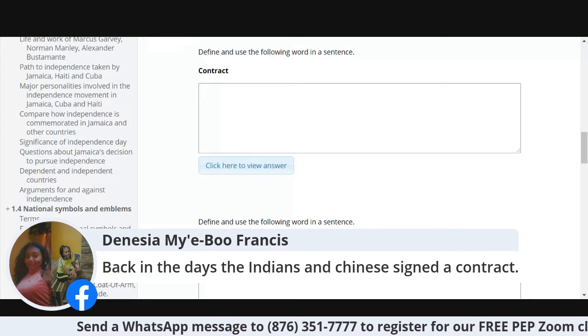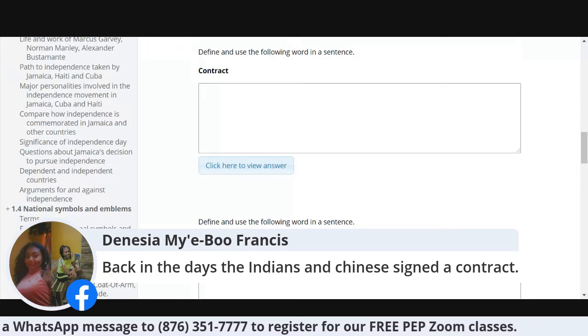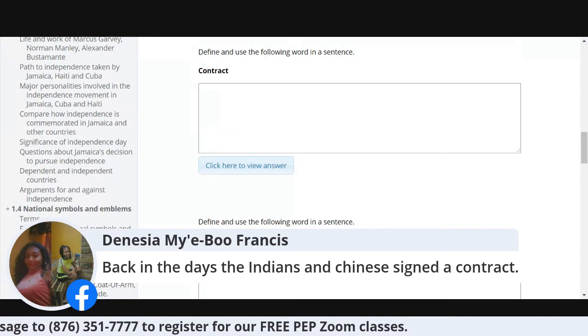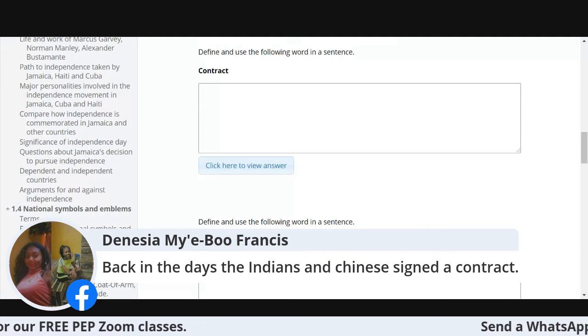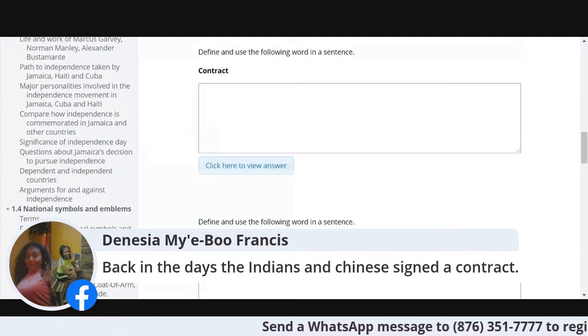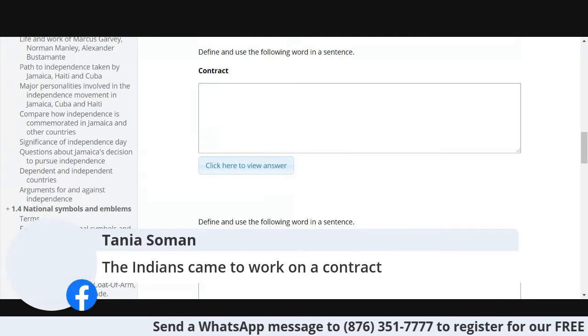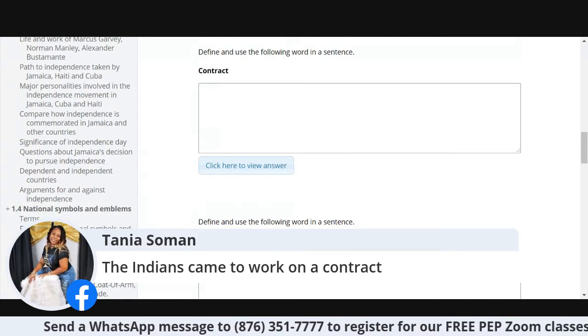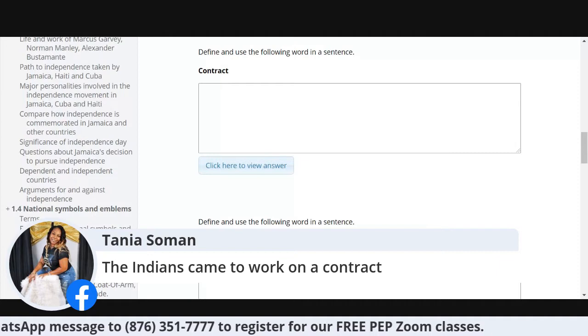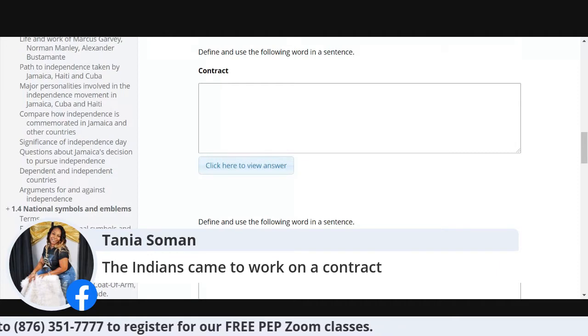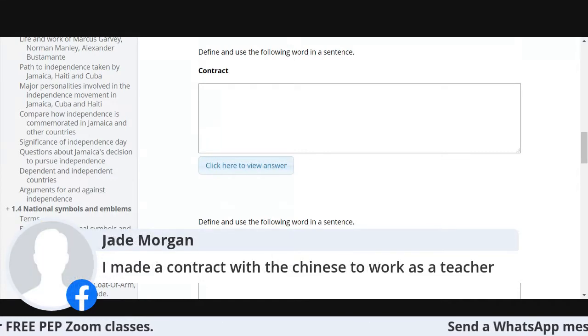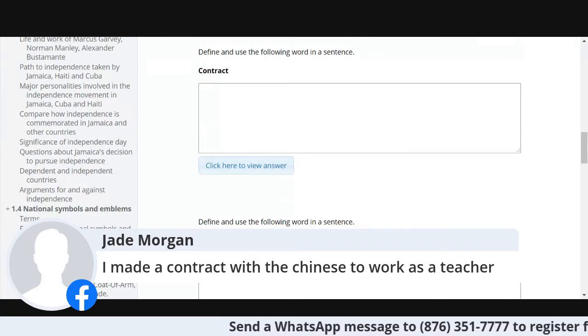Back in the days, the Indians and Chinese signed a contract. What about during the period of indentureship? The Indians and Chinese signed a contract, okay? Not so sure if I like back in the days. Tanya, the Indians came to work on a contract. I made a contract with the Chinese to work as a teacher. Okay, cool. All right, nice.